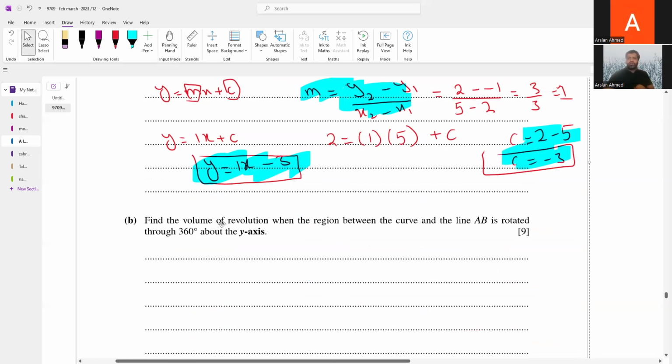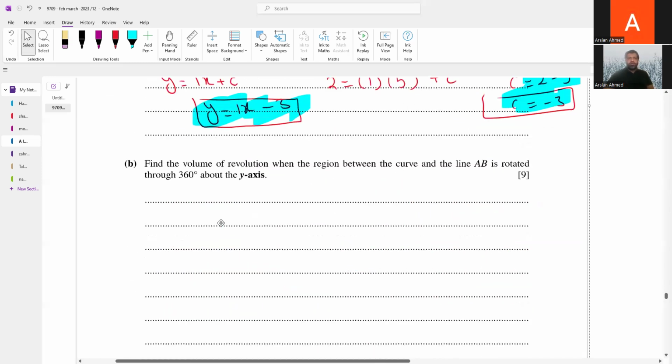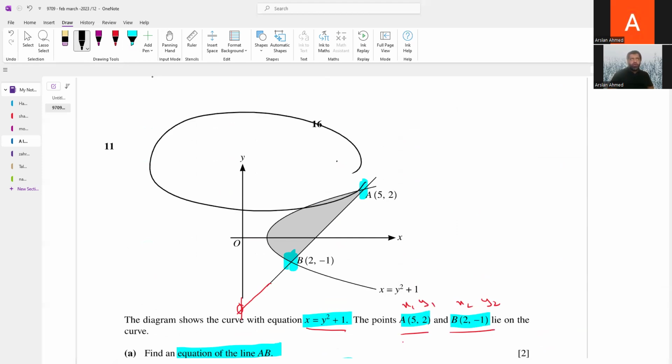Now, in the second question, he's asking us to find the volume of revolution. Now, what is volume of revolution? It is rotated about the y-axis. Just think that this curve has been rotated all the way around the y-axis. We have a curve, and assume that this hand that is moving rotates all the way toward that side.